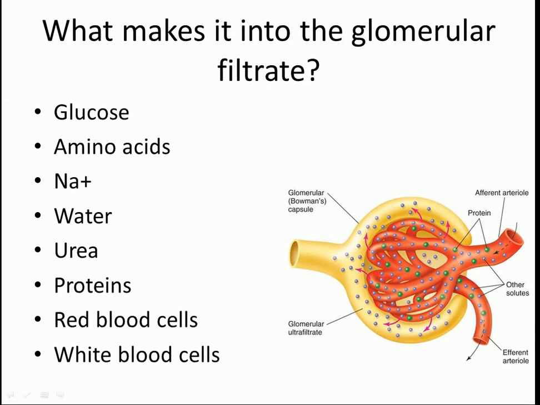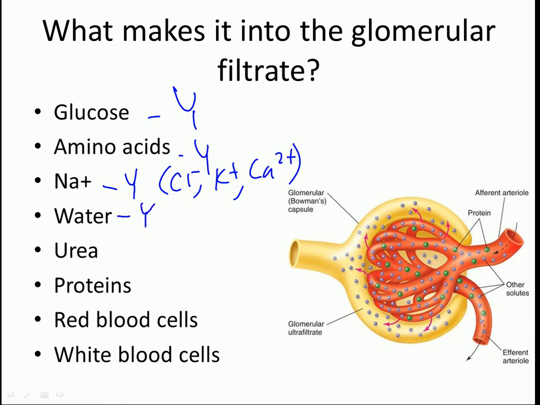Will they pass through? Will glucose pass through? Yes, glucose is very small. It can pass through the basement membrane. Will amino acids pass through? Yep, amino acids are really small. They can pass through the basement membrane. What about sodium ions? Again, yes, very small. And same thing for other ions, so things like Cl-, K+, or calcium ions. All those can pass through. Can water pass through the basement membrane? Yes. Can urea pass through the basement membrane? Yes. Again, also very small.